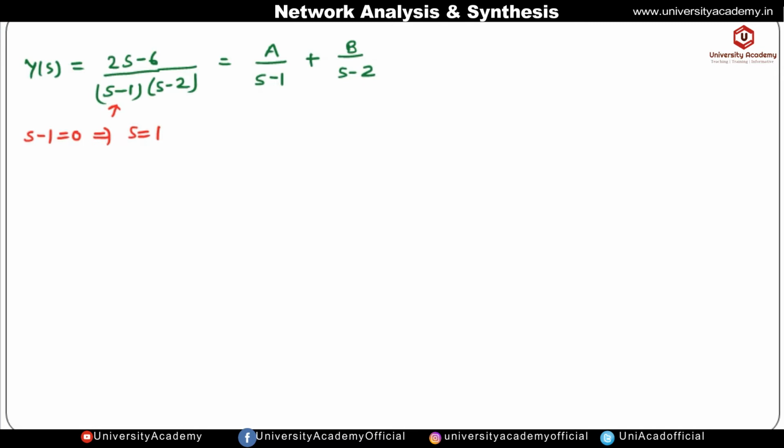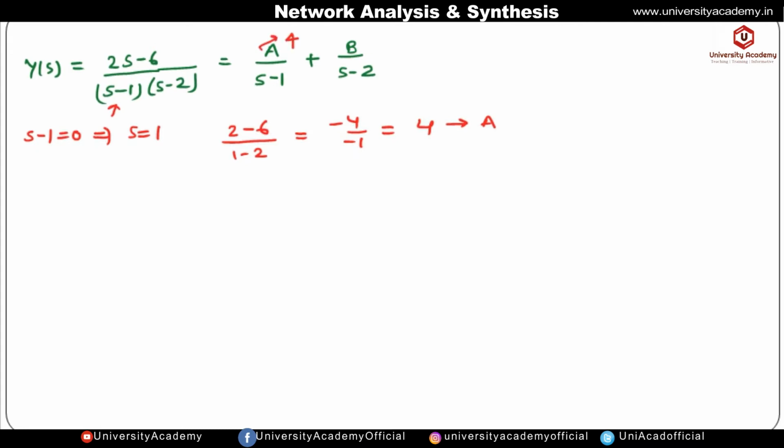Okay, so इस वाले टर्म को छोड़ के आपको remaining term में s is equal to 1 substitute करना है. So it will become 2 into 1, that is 2 minus of 6 divided by, it will become 1 minus of 2. So it will be equal to minus of 4 by minus 1. It means you are getting 4. So this is the value of a. Okay, so a value we are getting as 4.